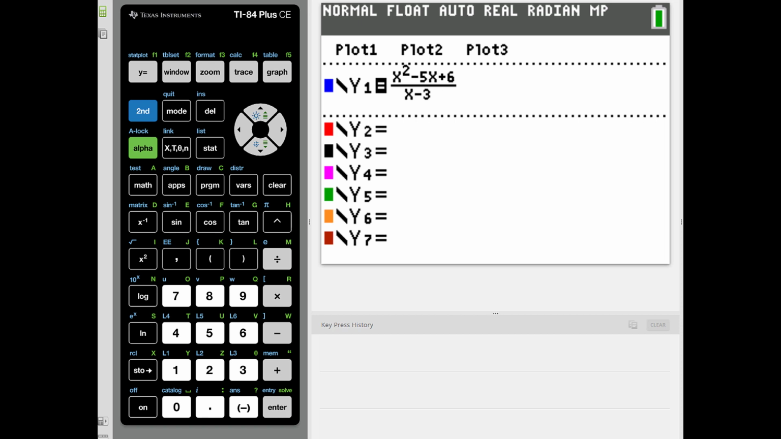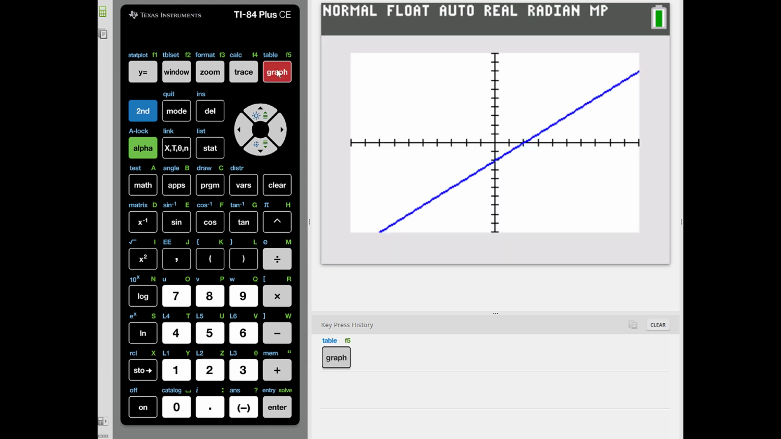For the graphical method, I'm going to turn to my graphing calculator. So I'm going to go ahead and input this function in my graphing calculator. I have already input the function. So here I have y sub 1 equals x squared minus 5x plus 6 all over x minus 3. Now that we have input our function, we're going to go ahead and press the graph button to see what the graph of this function looks like.